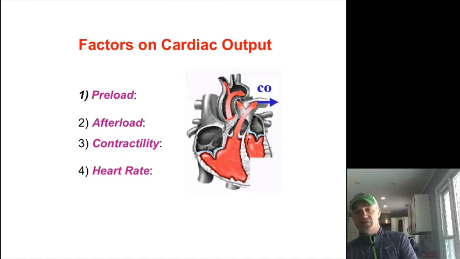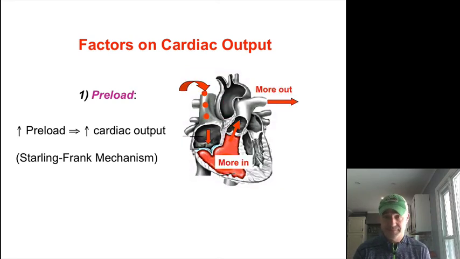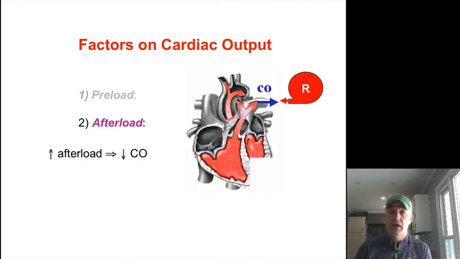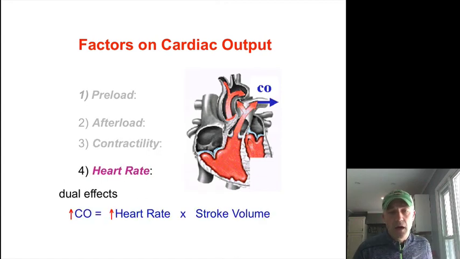So, factors that influence cardiac output. Increased preload, more into the heart means more out of the heart, which means more cardiac output. Like I said, very simply, more into the heart means more out of the heart. Increased back pressure against the heart, increased resistance on the exit of the heart, is going to decrease cardiac output. We know anything that increases contractility is going to increase cardiac output. Obviously, the opposite on all these things is true.